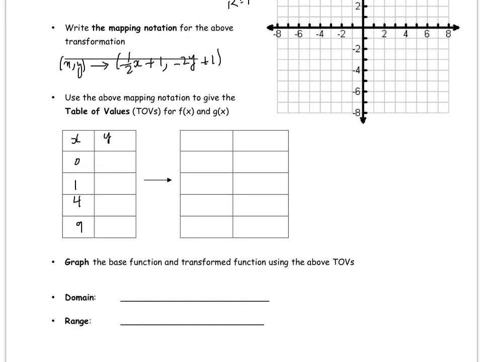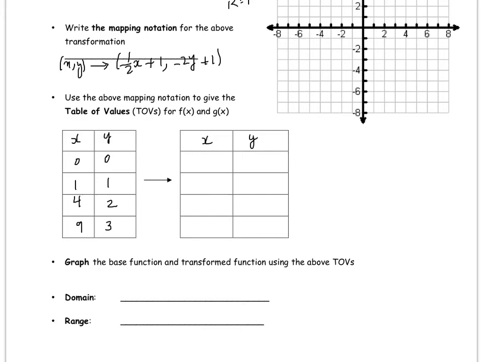In your test, I've already set the values of x to be 0, 1, 4, 9. So using the base function square root of x, square root of 0 is 0, square root of 1 is 1, square root of 4 is 2, square root of 9 is 3. Now using these values and the mapping notation, we are going to find the table of values for the transformed function.